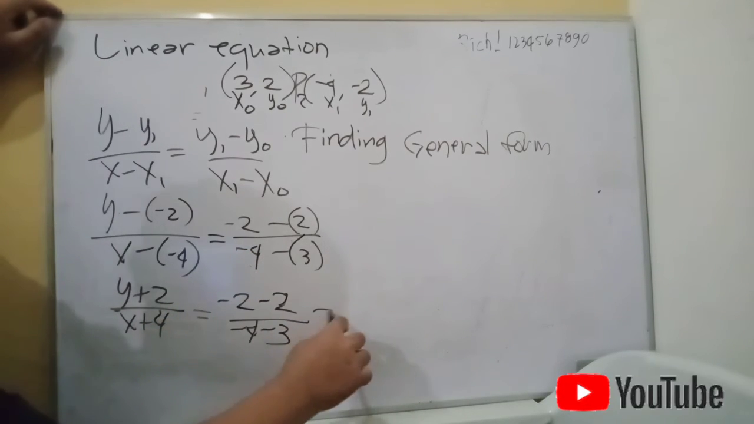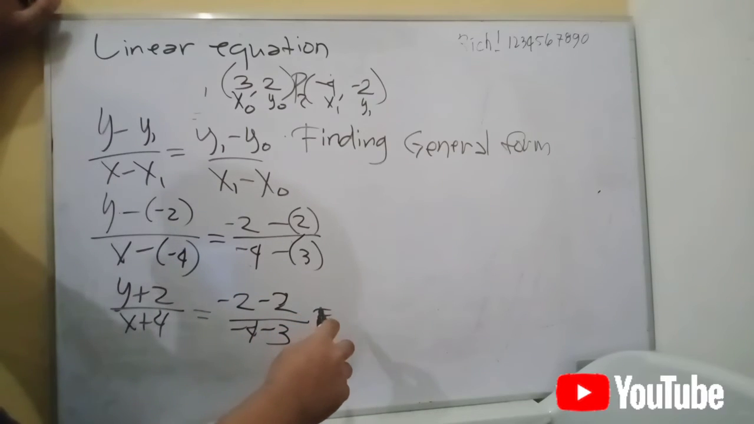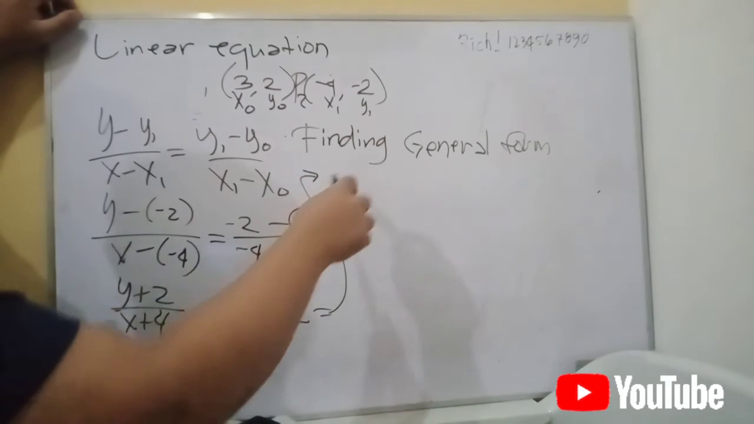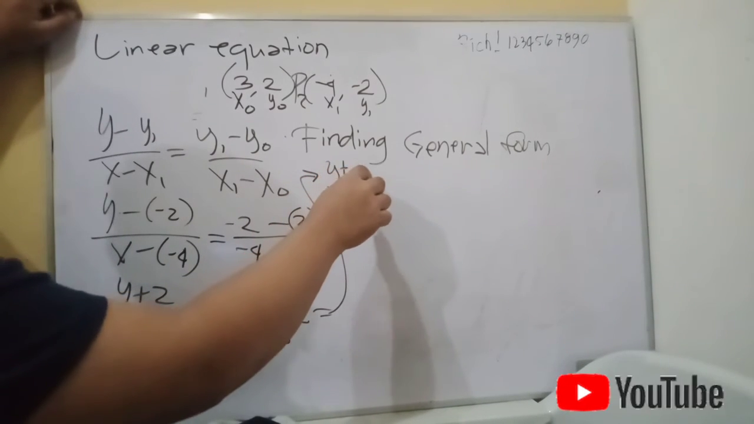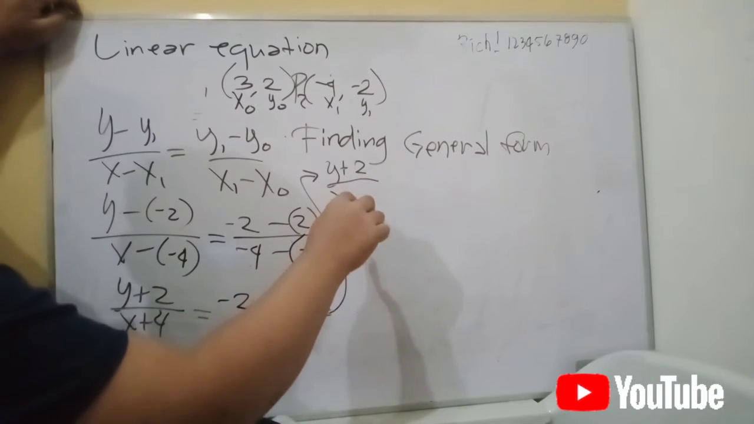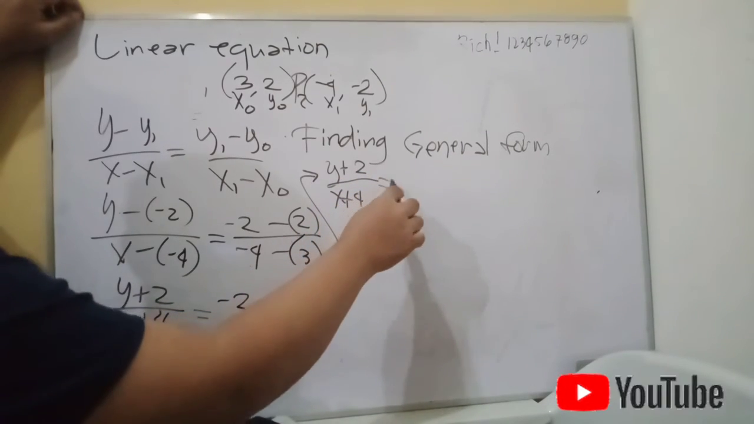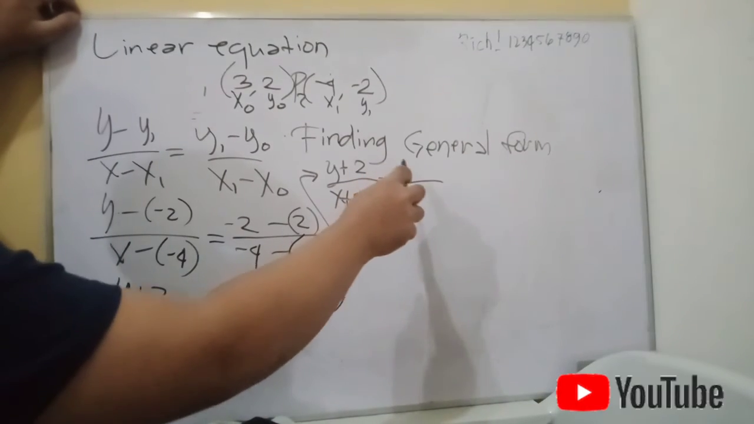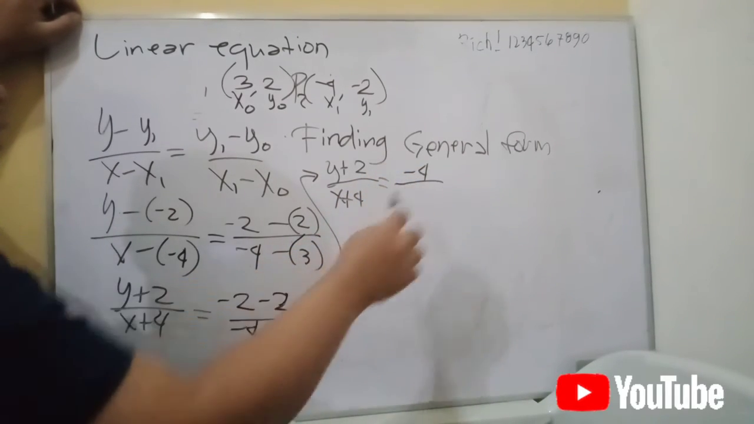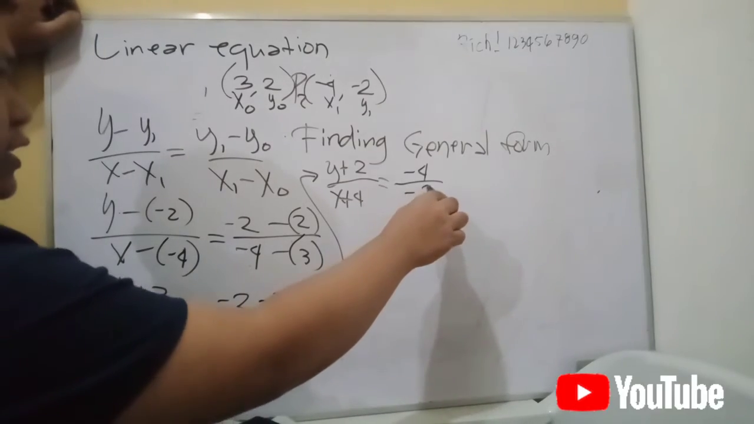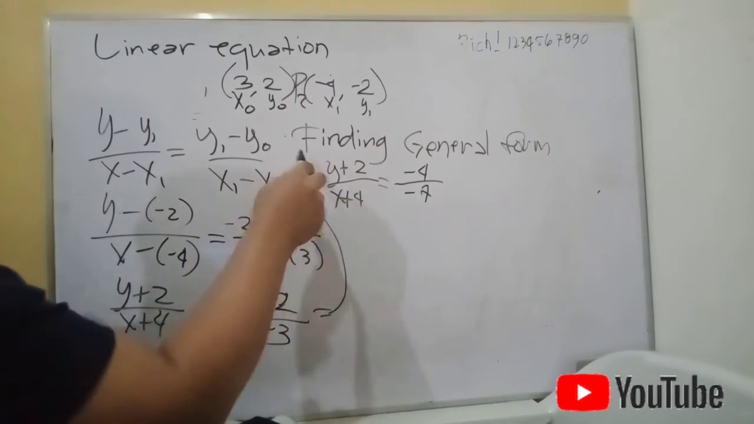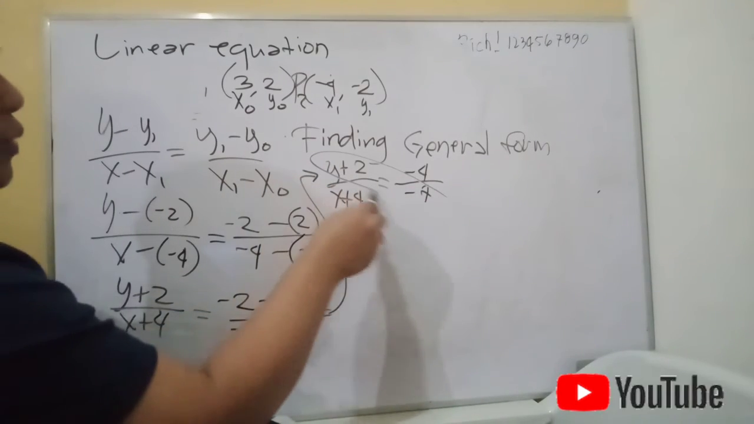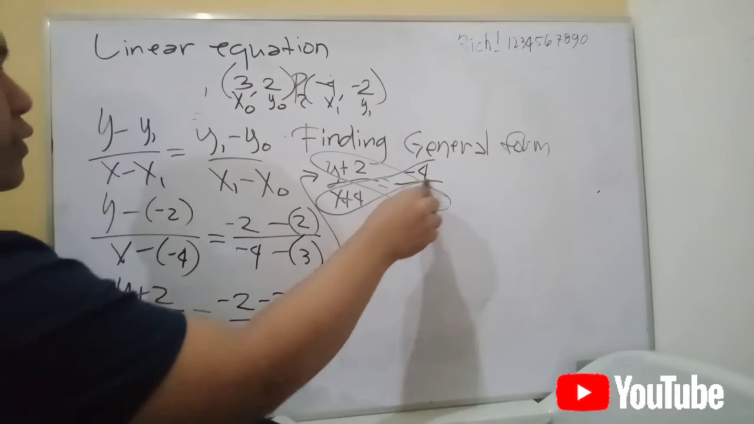Okay? So, continue natin dito. So y plus 2 over x plus 4 equals to negative 2 minus negative 2, that's negative 4. Negative 4, then it's negative 7. Okay? So cross multiply. So cross multiply.